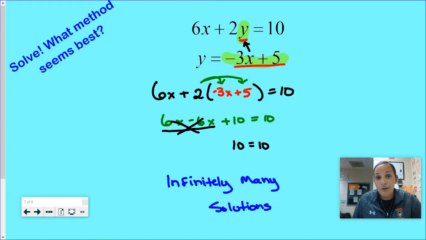If I were to have graphed this one, I would notice that they graph as the same exact line. So it would graph one on top of the other. That's infinitely many solutions.